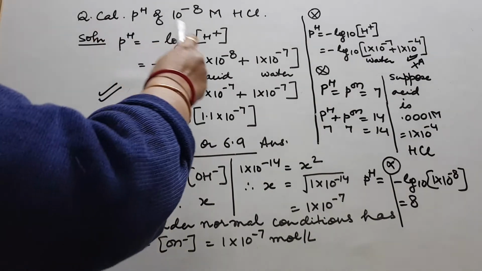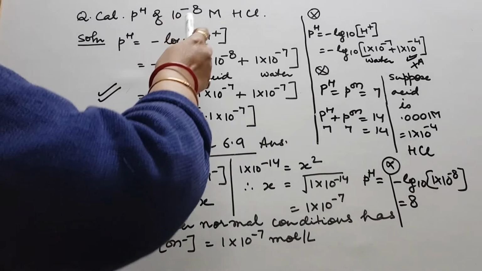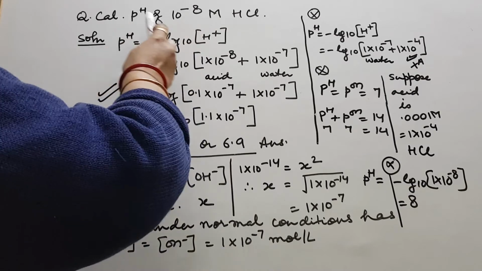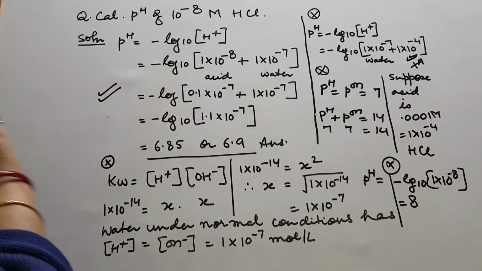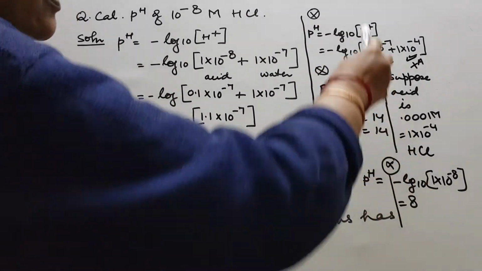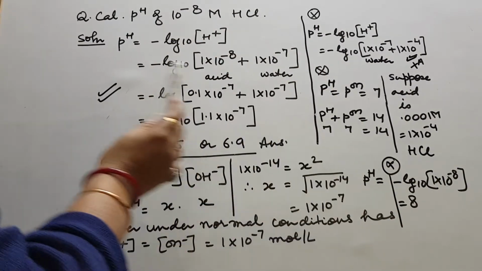Now, go back to again this question. Again I'm explaining. Children, you see yourself. They said calculate pH of 10 to the power minus 8 M HCl. This was the question. If I go by simple formula, pH is equal to minus log H plus, and H plus is this because this is the concentration of HCl. So pH should be 8.